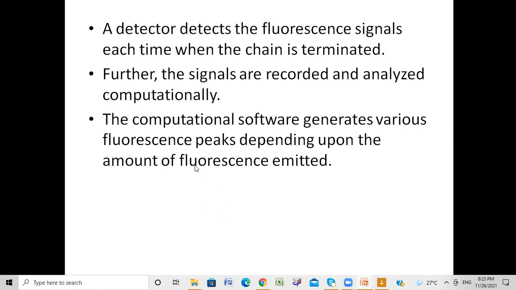For example, for adenine there is a color. If there are 3 adenines in a consecutive manner, the same color is emitted, so the peak will go up, 3 times as compared to a single A. So then you know that there are 2 or 3 A's or C's like that. That is the help of the peaks. The computational software generates various fluorescence peaks depending upon the amount of fluorescence emitted.